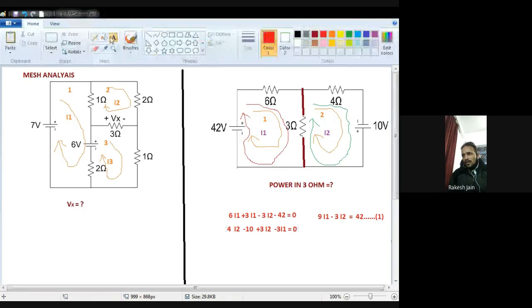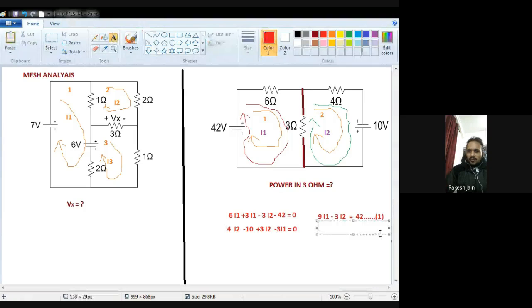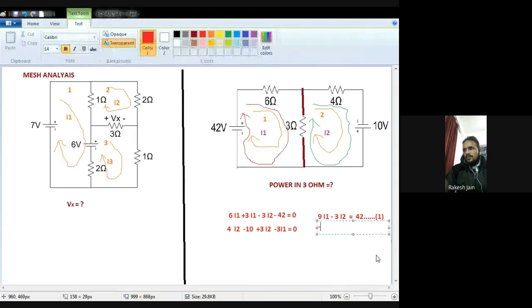So when we simplify this, first I write down for I1, so minus 3I1 is there. Then plus 4I2 plus 3I2, that is 7I2, that is equal to, this minus 10 will go to the right-hand side, so plus 10. Now this will be my second equation.